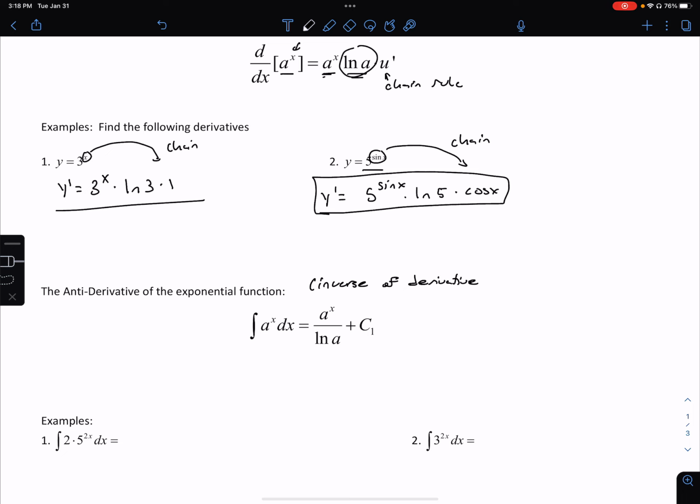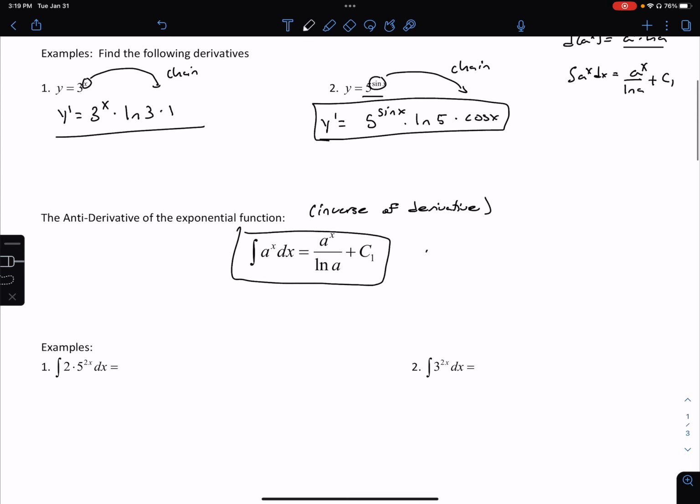To take the antiderivative of our exponential function, remember, we're thinking inverse of the derivative. Thinking of it that way really helps me. You notice in the derivative, when we took the derivative of a to the x, we got a to the x times the natural log of a. Taking the antiderivative of a to the x, our rule is very similar. We're going to get that a to the x back. But since it's the inverse, instead of multiplying by the natural log of the base, we divide by the natural log of the base. And that's our rule right here.